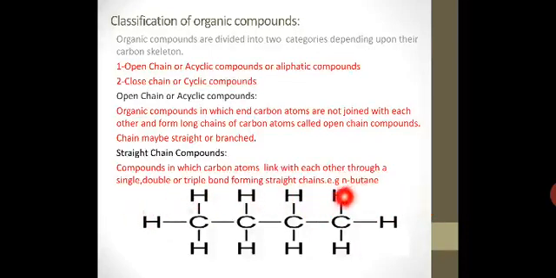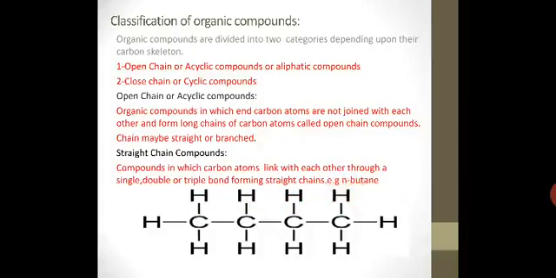There will be no branching, there will be no ring formation. So such type of structure is called straight chain, and these compounds are called straight chain compounds, and its example is N-butane. When the chain is straight, butane, you know that butane is for the 4-member carbon molecule, a molecule in which 4 carbon are present, that will be called as butane.